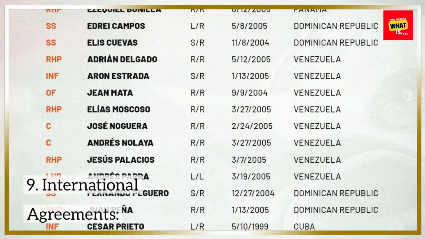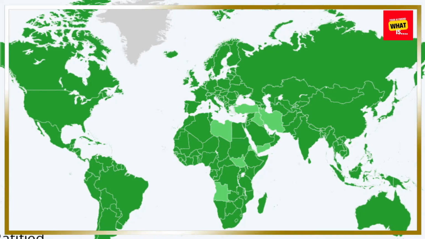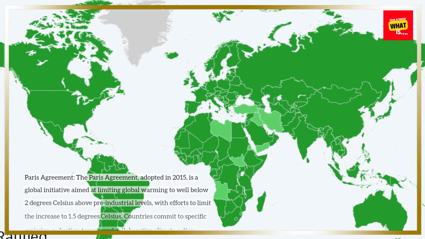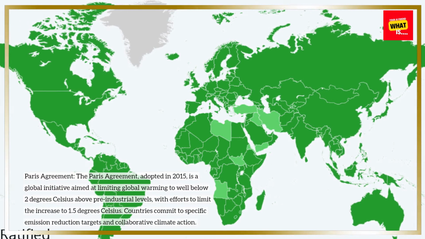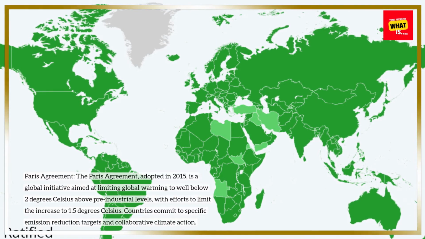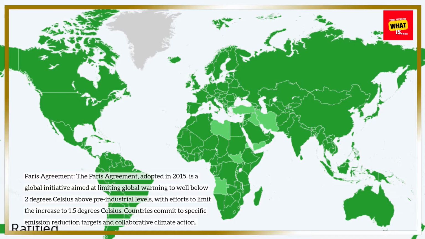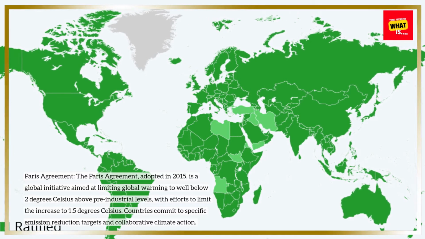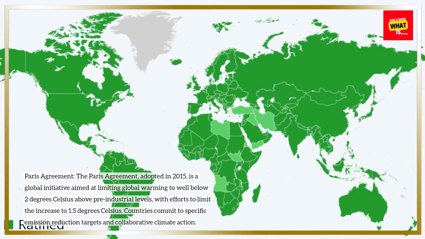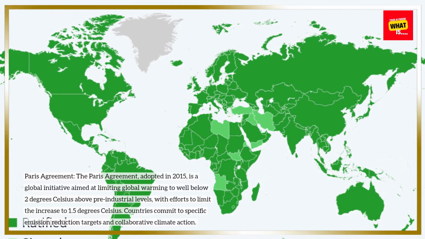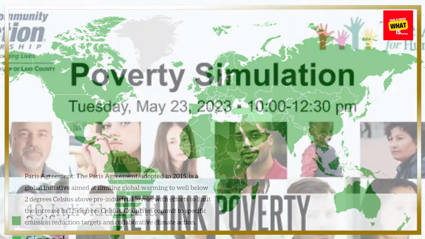9. International agreements. Paris Agreement. The Paris Agreement, adopted in 2015, is a global initiative aimed at limiting global warming to well below 2 degrees Celsius above pre-industrial levels, with efforts to limit the increase to 1.5 degrees Celsius. Countries commit to specific emission reduction targets and collaborative climate action.